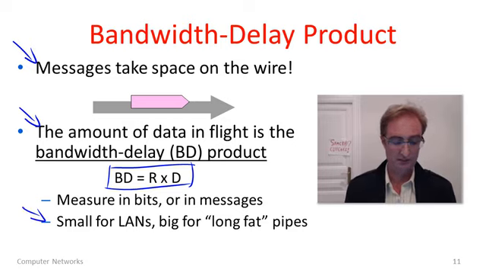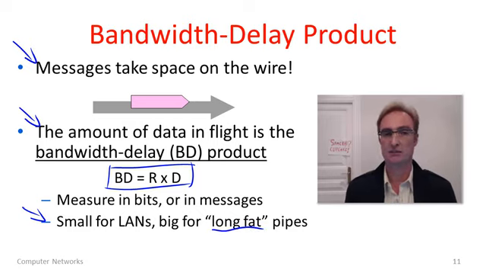And what you should find is that the bandwidth delay product will be very small for things like local area networks, like Wi-Fi, but it can be large if we're talking about networks where both the rate is high and the delay is high. These are sometimes called long fat pipes. Imagine a gigabit per second link which goes across country, for instance.